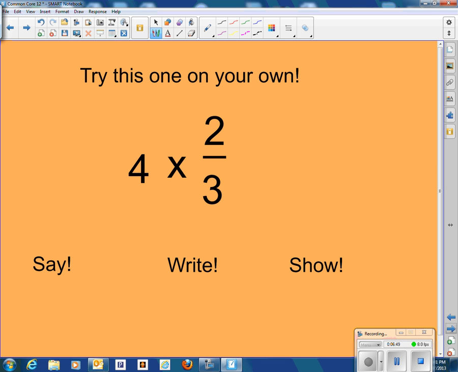Now you're going to try this one on your own, 4 times 2/3. Remember, you're going to say it, you're going to write it, and you're going to show it using an area model.